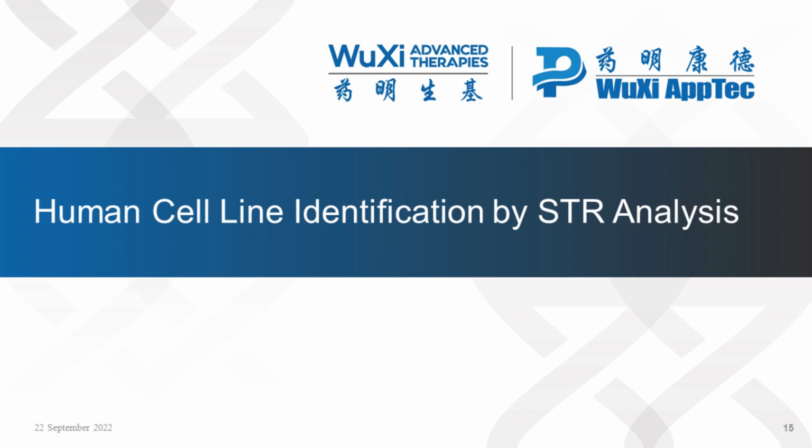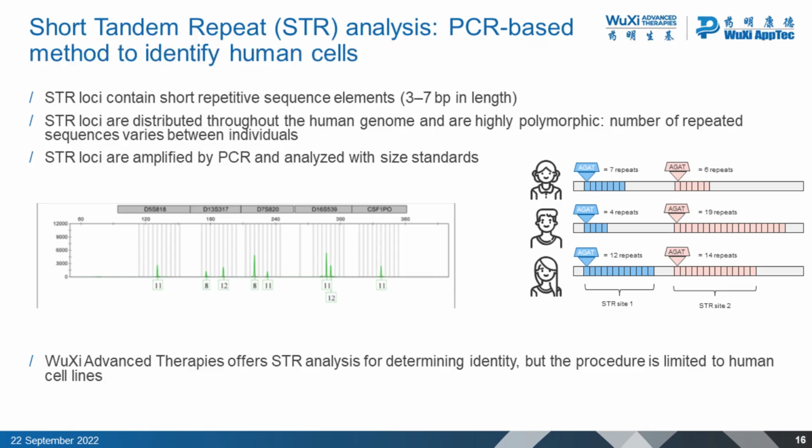STR analysis using Sanger can also be used for human cell line identification. I will walk you through the cell line identification assay using STR analysis. Short tandem repeat analysis, or STR analysis, is a PCR-based method to identify human cells. All of our human genomes have specific STRs that make us all unique. These STRs can be anywhere from 7 to 12 repeats.